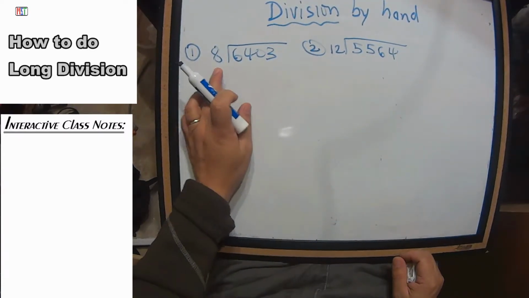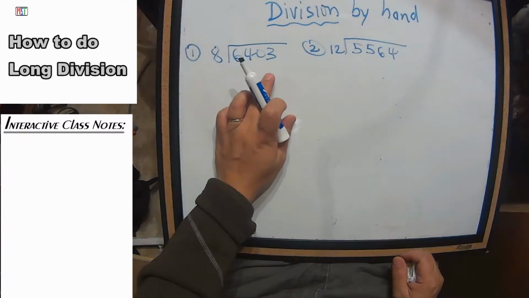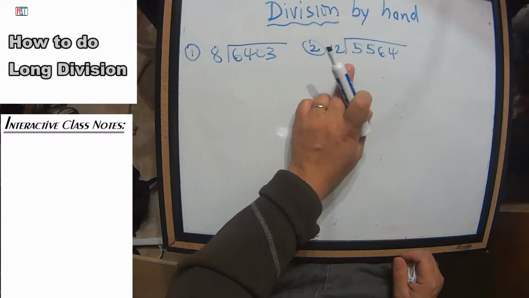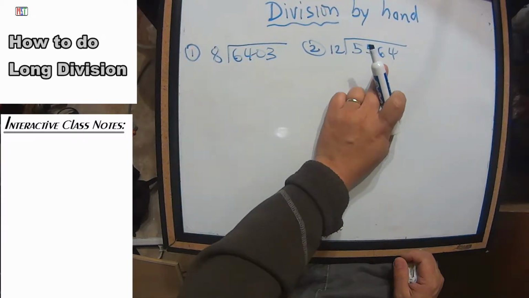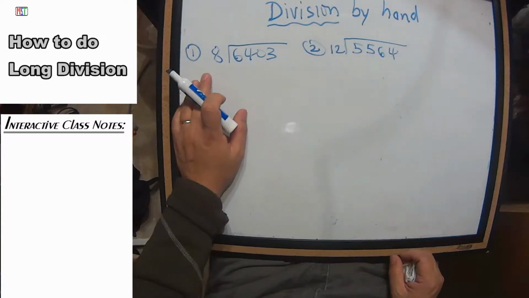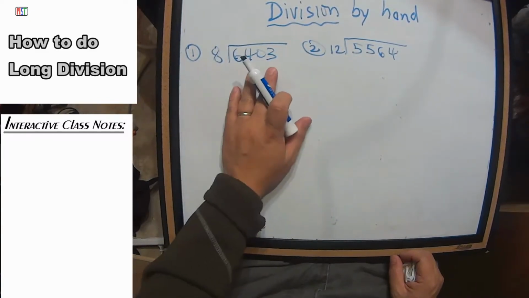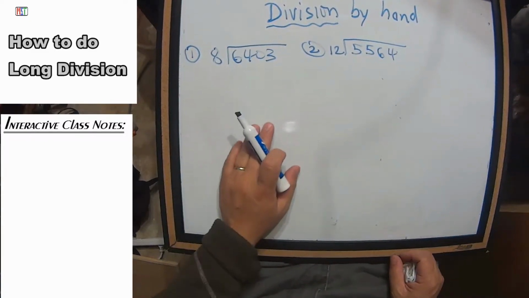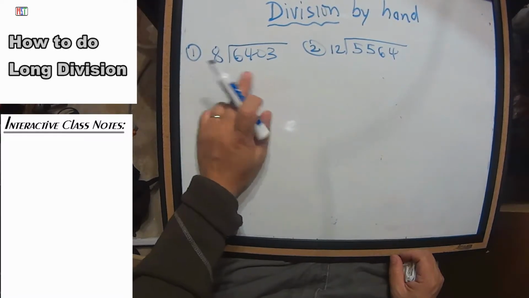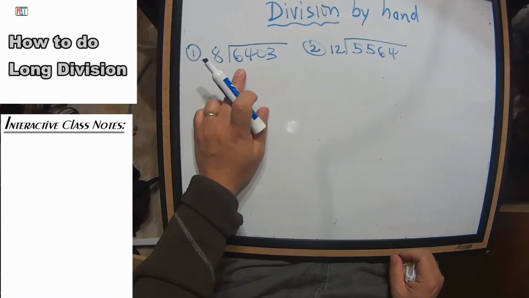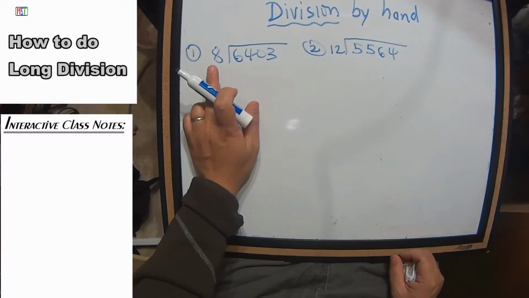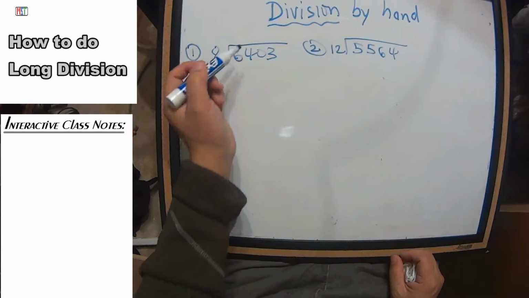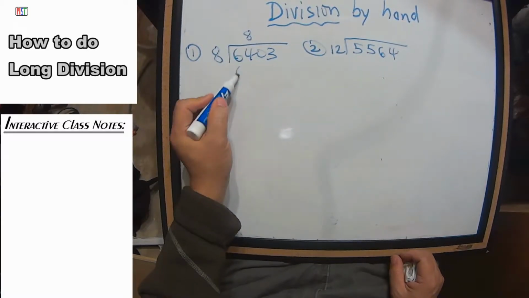So I have 8 divided into 6,403, and then another question, 12 divided into 5,564. Let's start with the first one. We have a single digit divided into a 4-digit number, starting from left to right. So we have 8 divided into 6. Can it be done? No, 6 is too small. But can 8 go into 64? Yes. How many times? 8 times. 8 times 8 is 64.